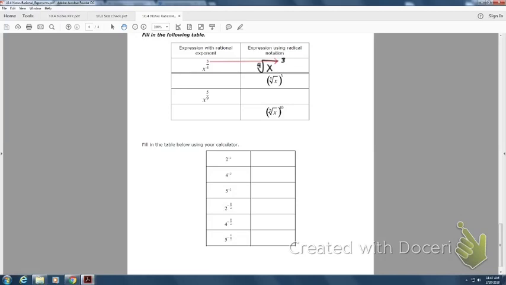Okay, so Paulina, on the next one, if I'm going from radical to rational, what's that going to look like?